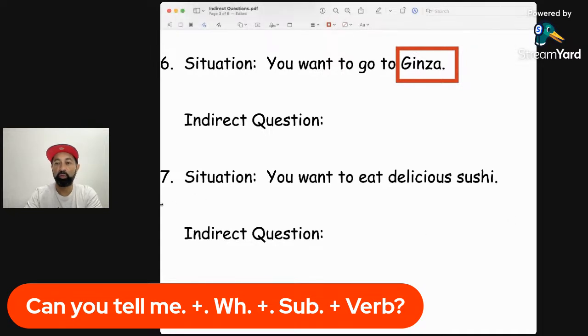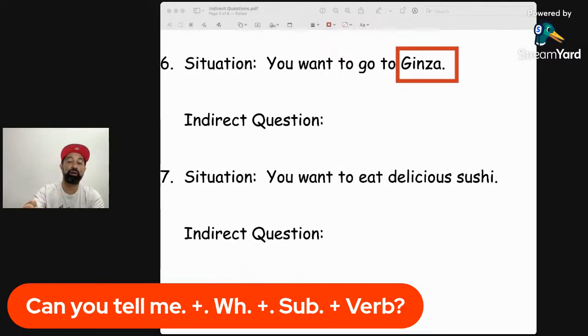All right, so you want to eat delicious sushi. Maybe you're in Japan. Maybe you're traveling. You've gone somewhere in Europe and you're tired of the local food. You want sushi. So YFS says, could you tell me where a good sushi restaurant is? Very good. Hiroshi says, do you know where an excellent sushi restaurant is? Excellent. Both of you, very good.